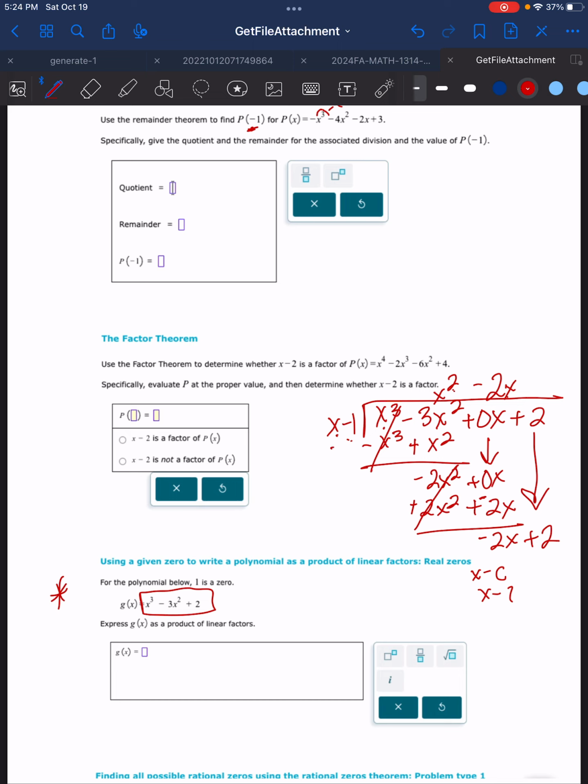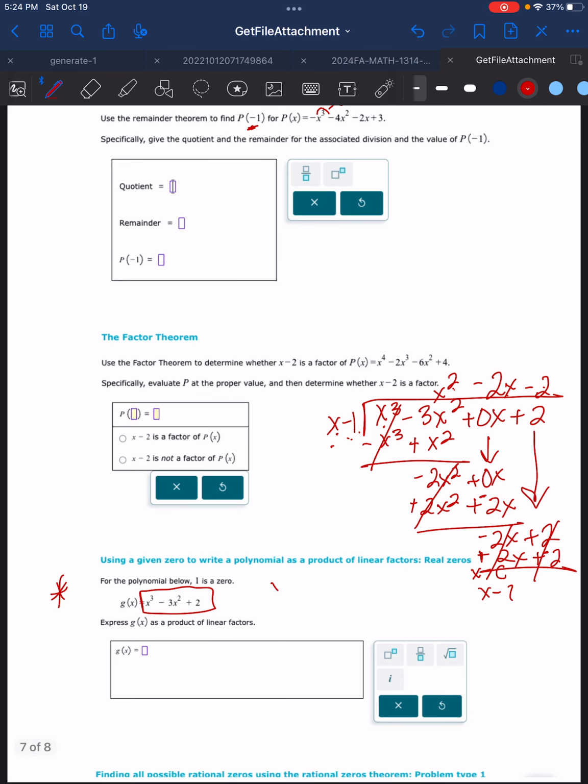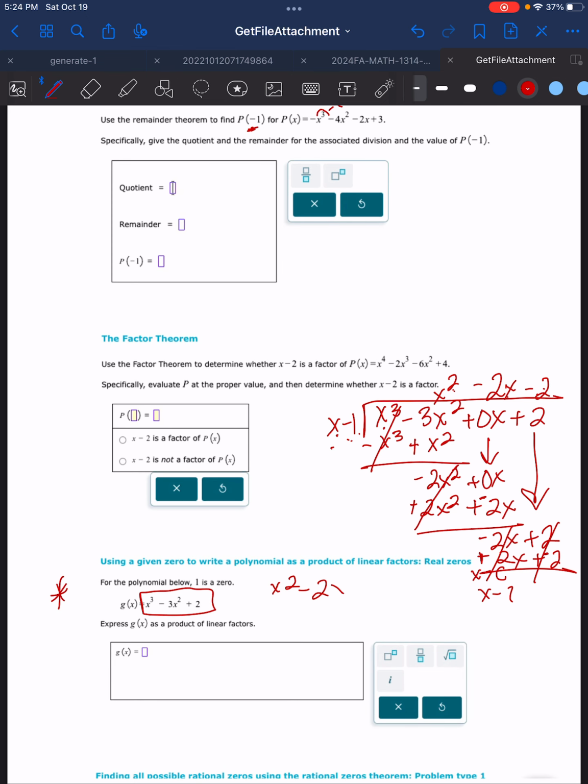X times what is negative 2x? Negative 2. Negative 2 times x is going to get you negative 2x. Negative 2 times negative 1 is going to get you positive 2. Oh, do the opposite. That cancels out. So, you have x squared minus 2x minus 2. So now that I have that, I can go ahead and use the quadratic formula.